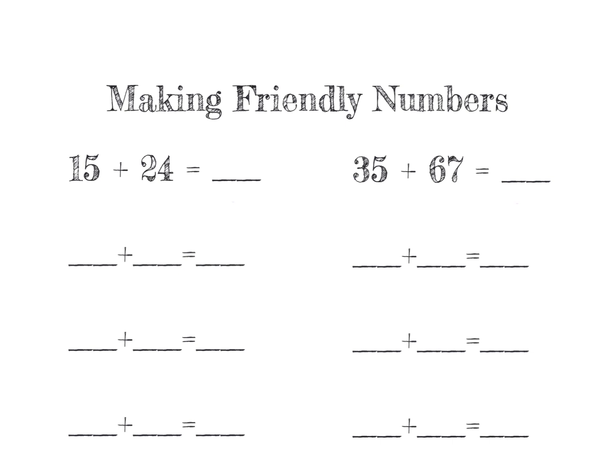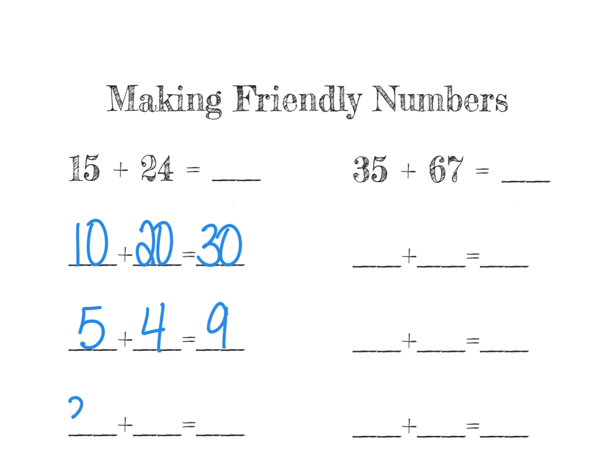We have 15 plus 24. 15 has 1 ten. 24 has 2 tens. 10 plus 20 equals 30. 15 has 5 ones. 24 has 4 ones. 5 plus 4 equals 9. 30 plus 9 equals 39.